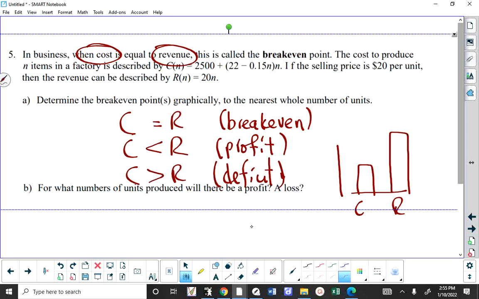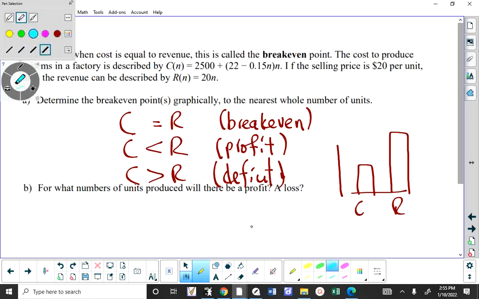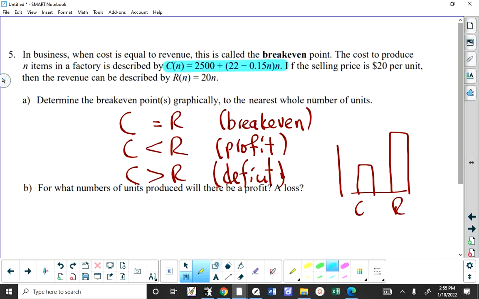Okay, so what's the break-even point of this particular business? You've got a cost function. It says the cost to produce n items is that. If the function notation is bothering you, then just think of it as cost equals, okay? It's given with function notation because it's just telling you cost is a function of how many items you sell or produce.